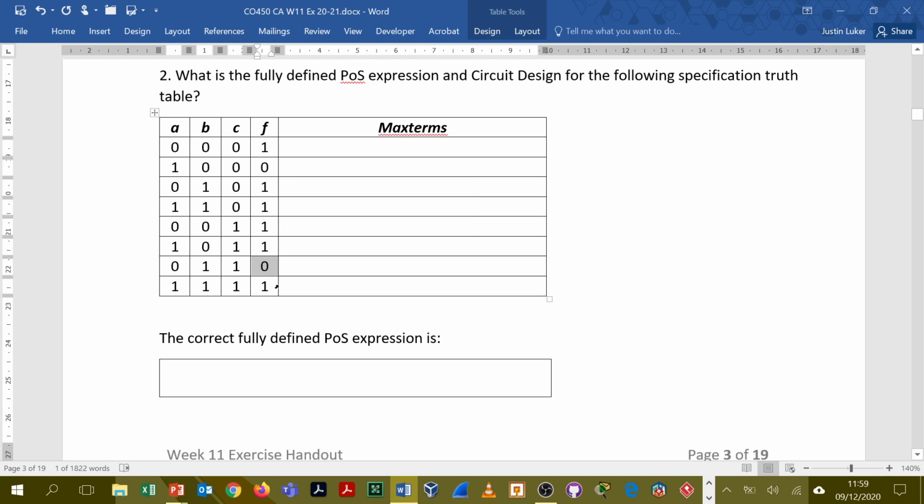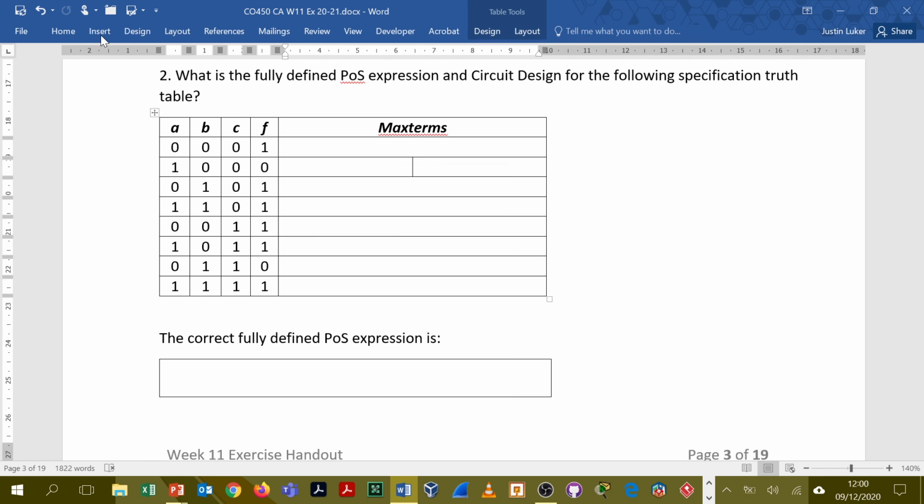So let's see where we've got zeros. Zeros there and 0, 0. So we've got 2 max terms to create. Because we're looking for zeros, A in the first max term is 1, and then 0, 0. So this is going to be not A, but B or C. And remember, we use ORs first. So let's put that in.